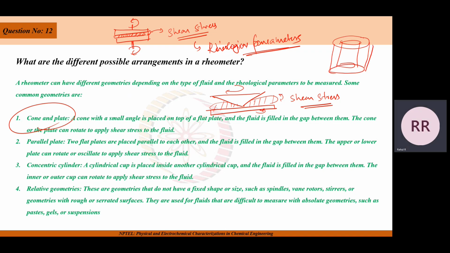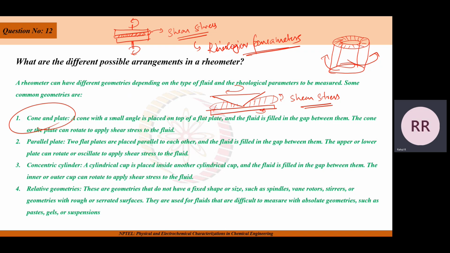So similarly, here we are having two cylinders, concentric to one another. The fluid is filled in between them, in this gap, and then the external cylindrical cup is rotated so that the fluid in between them will experience a shear stress.